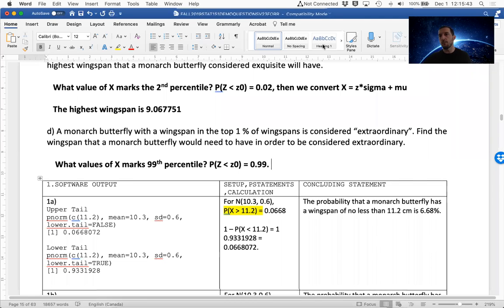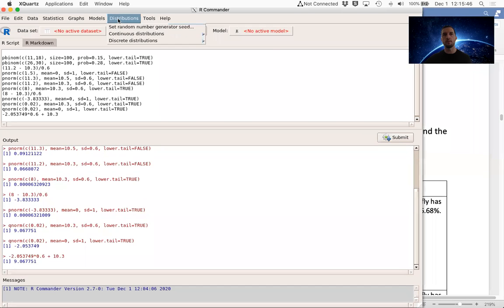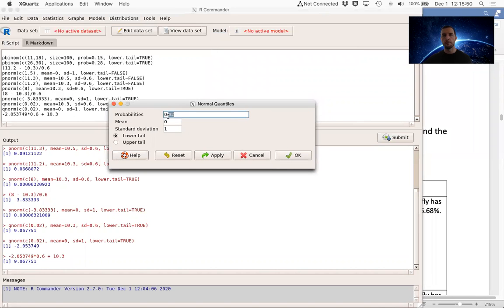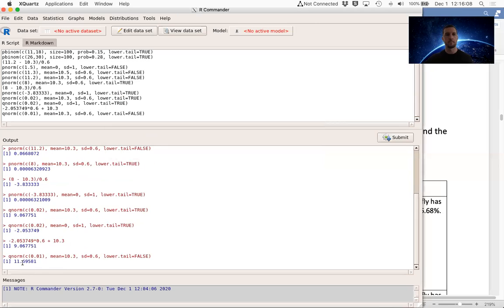We can do this in a couple of ways in R Commander. We can go distributions, continuous, normal, normal quantiles. If we type in 99% directly and we just give it the mean and the standard deviation, then we're done. If we wanted to, we could also write it down exactly as it appears. So if we put 1% in, we just have to make sure we flip to the upper tail in that case. Okay, and then we end up with 11.69581.